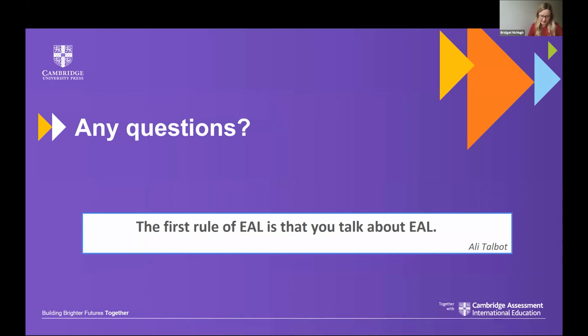How do you encourage CLIL in an EFL environment when students are more comfortable using their native language and they're actually struggling to learn English in the first place?